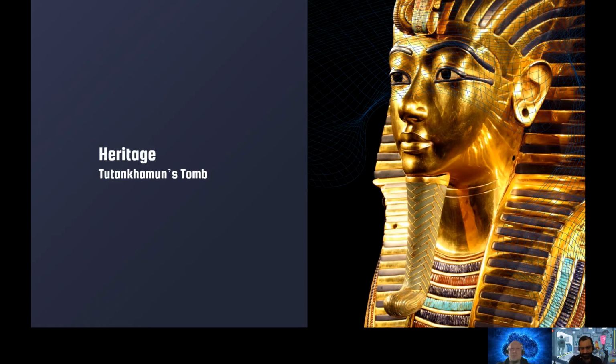You can see his gold mask here. It's in the Egyptian Museum in Cairo at the moment, I think. And it was famously discovered by Howard Carter in 1922. And there was this famous curse: everyone who opens this tomb shall die, and people died mysteriously. So that kind of became a thing.